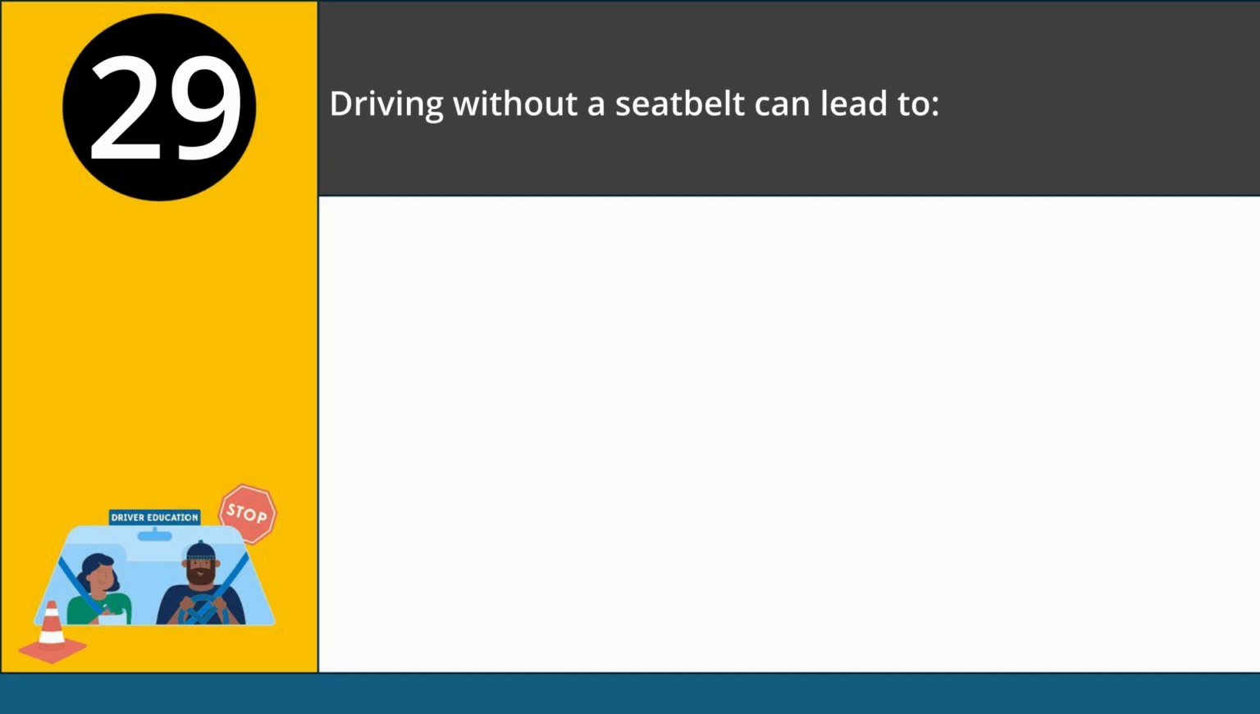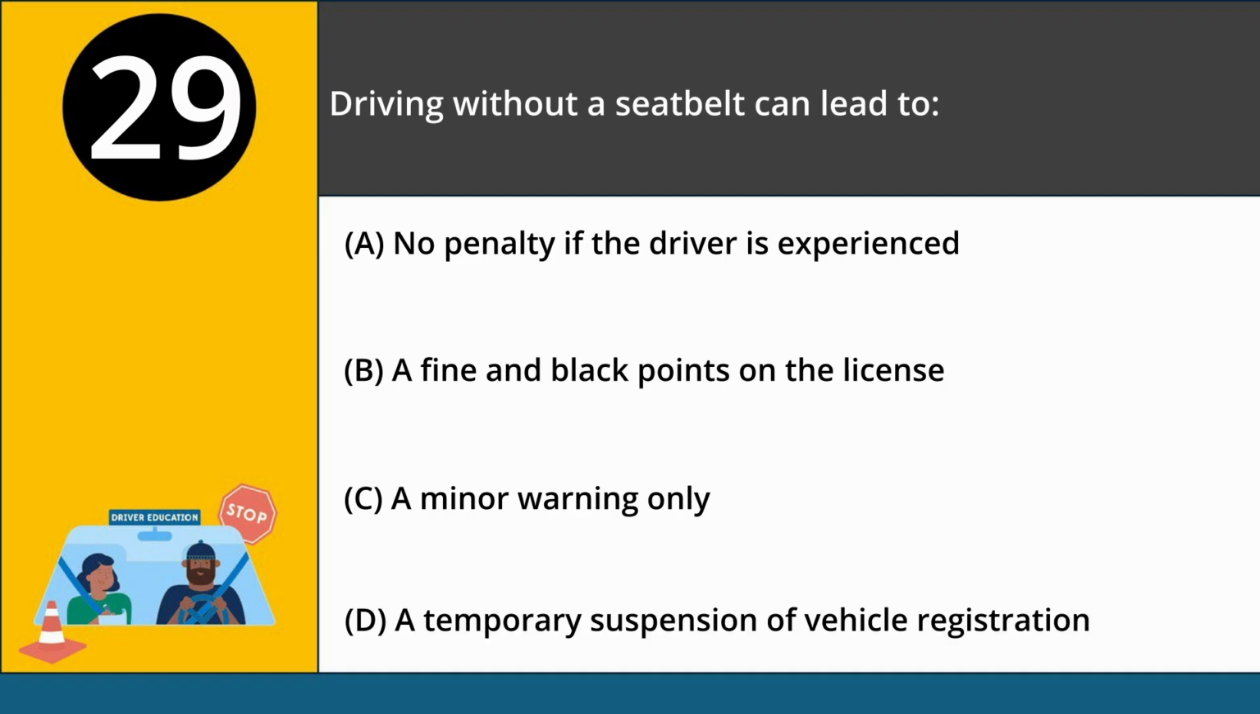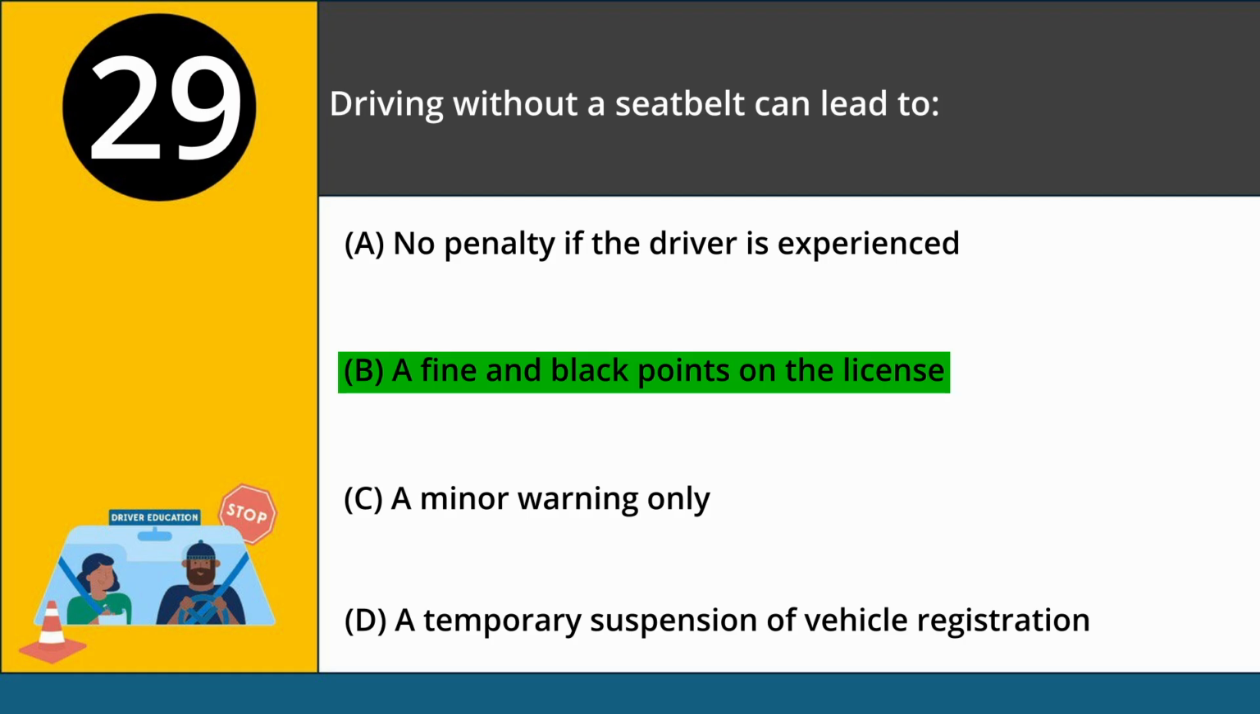Driving without a seat belt can lead to: A. No penalty if the driver is experienced. B. A fine and black points on the license. C. A minor warning only. D. A temporary suspension of vehicle registration. Answer B. UAE enforces strict seat belt regulations for all passengers.